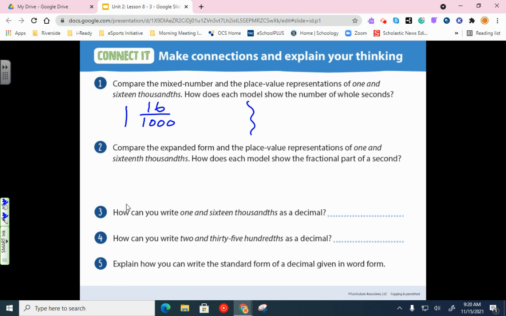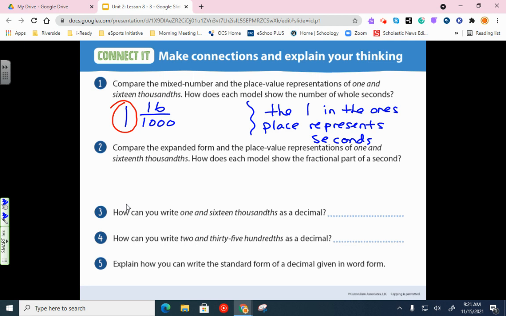Now it wants to talk about the whole numbers. So this is our whole number. That's our 1 second. And then the 16 thousandths are the fractions of a second. Over here, we put the 1 in the ones place. Place represents seconds. And that's how we did it with that.